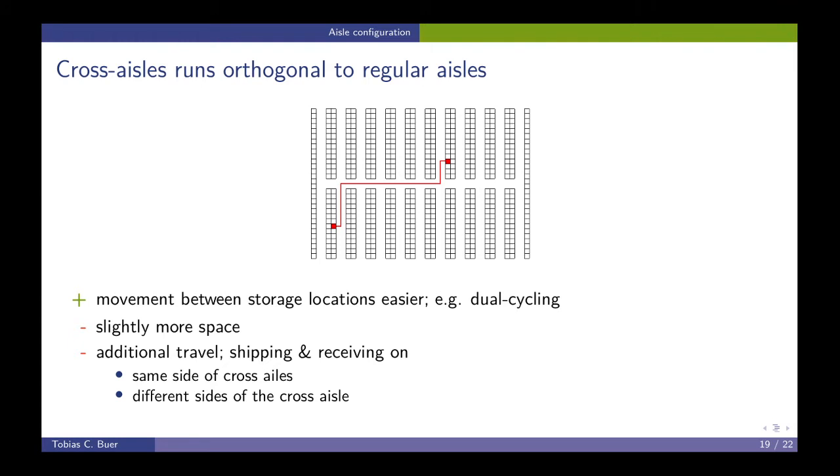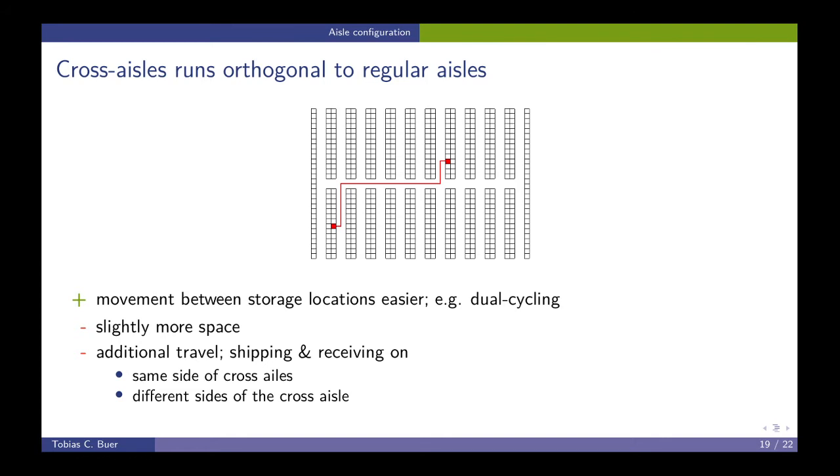However, we can try to improve the ability to navigate inside a warehouse by adding a cross aisle. Here you see the cross aisle roughly in the center of the warehouse that is orthogonal to the storage locations. The disadvantage is, of course, we lose a little bit of storage space by adding this additional aisle. But we can move quicker between the aisles, and this is in particular good if we have some more complicated operations to perform on our pallets.